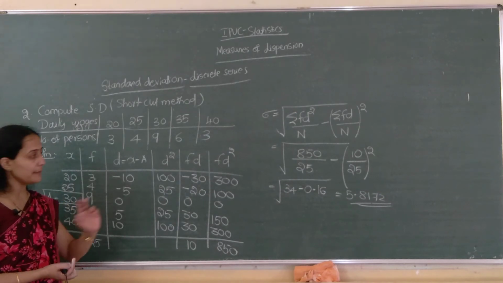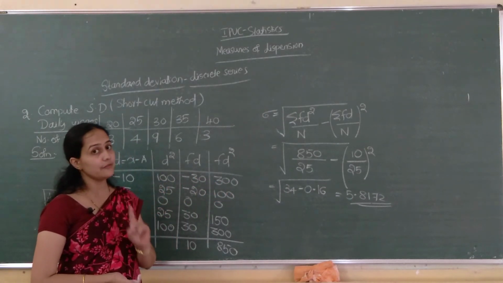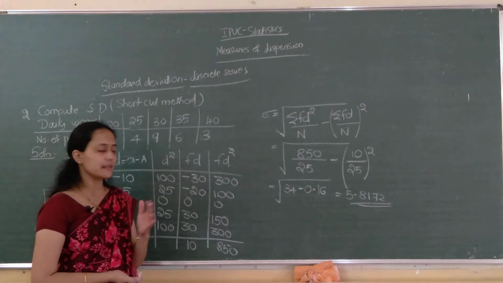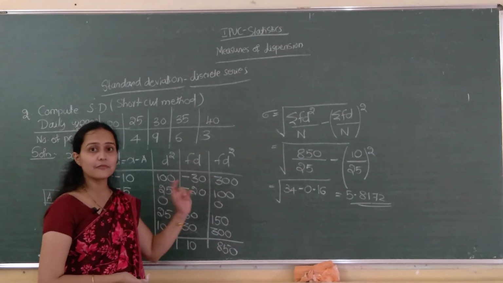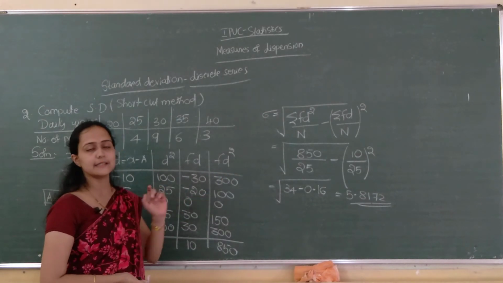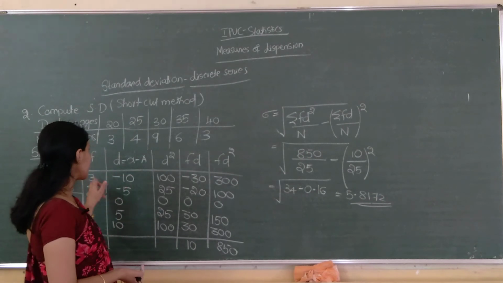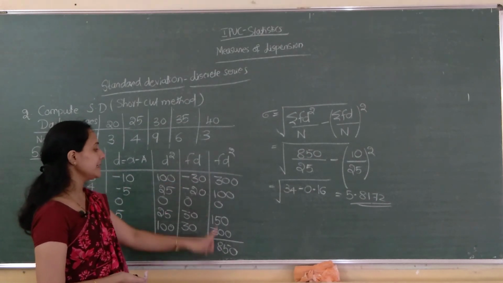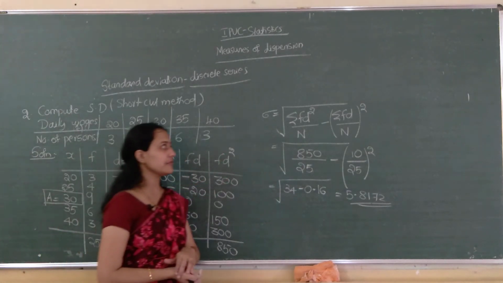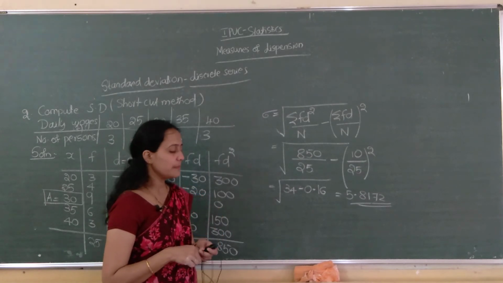F into D square, remember this is F into D square, not FD the whole square. FD the whole square is different. Some students are doing like that. That is different. That is wrong actually. So remember F into D square. It is not FD the whole square. So, second column into fourth column. Then compute its total, then apply the formula sigma FD square by N minus sigma FD by N the whole square. So, hope this much is clear.